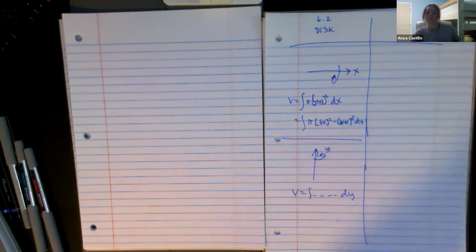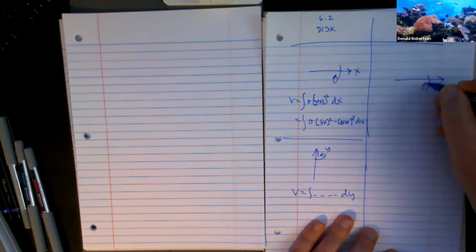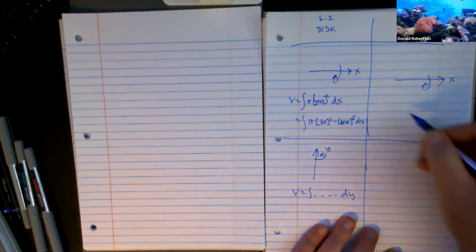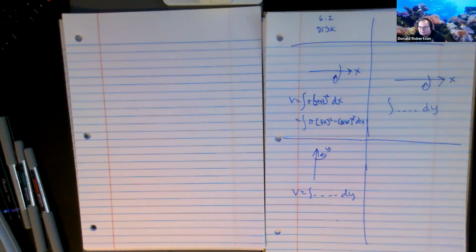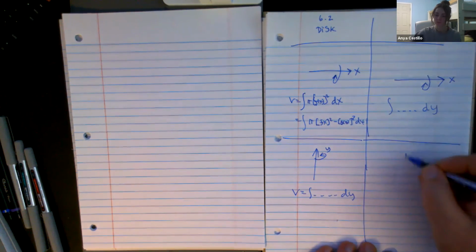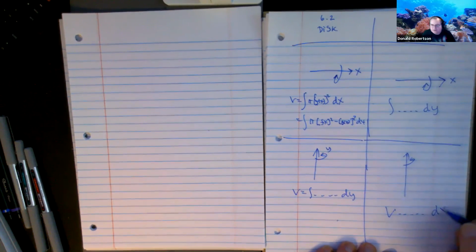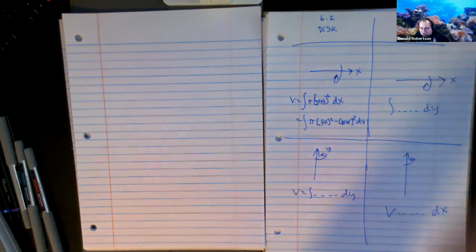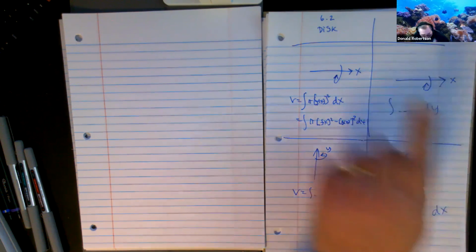Now, where the confusion arises: if you use the shell method and you rotate something about the x-axis, everything is in terms of y. You see, it switches. And when you rotate about the y-axis, everything is in terms of x's. So the rule isn't that if you rotate about the x, everything's x's, and if you rotate about the y, everything's y's. It depends on which method you're using what the rule is.